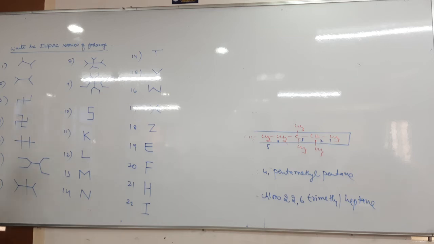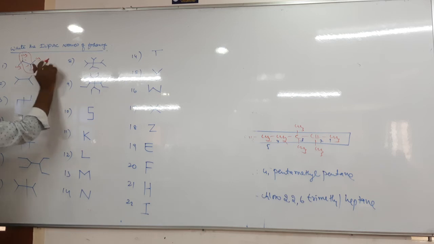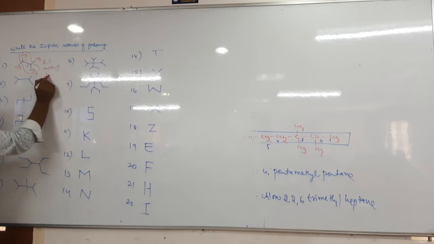Right, see now here, each point is a carbon, no? It means this is a CH3, it is also CH3, CH3, CH3. So selection of the parent chain: select the parent chain. 1, 2, 3, it is 4. 2, 3 dimethyl, right? So 2, 3 dimethyl butane.